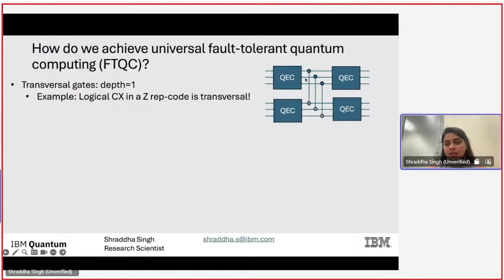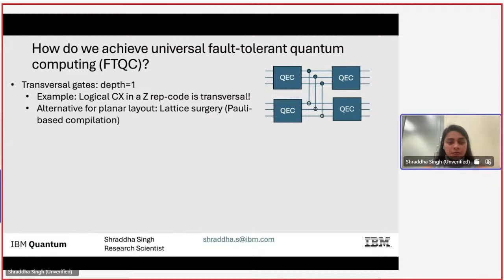Implementation in a single code block, as you can see, is a depth one circuit. All these three gates can be implemented at the same time because they are not overlapping in terms of the qubits. So this is what I meant by constant depth. Transversal gates are depth one. Depth one is basically the best thing to do, but this is a sufficient condition. This is not a necessary condition. You could have, let's say, depth 2, but as long as the depth is not of the order of D, you're fine.